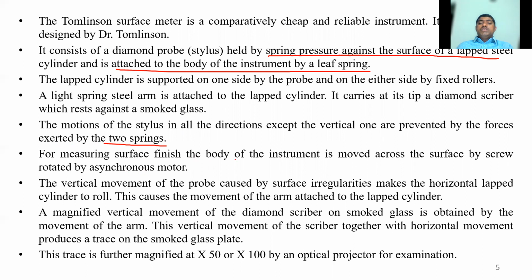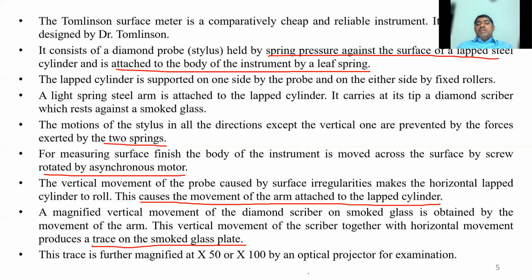For measuring a surface finish, the body of the instrument is moved across the surface by a screw rotated by a synchronous motor. This makes the horizontal lapped cylinder roll. Suppose the horizontal cylinder rolls, what happens? There is a steel arm which can move, right? Because it is attached to the lapped cylinder, the steel arm causes the movement. So the magnified vertical movement of the diamond scriber on the smoked glass is obtained by the movement of the arm. This vertical movement of the scriber together with the horizontal movement produces the trace on the smoked glass plate.